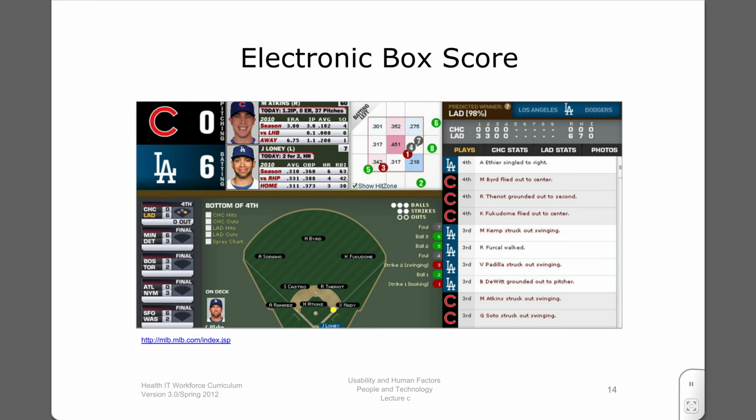But the electronic box score, for those of us who are baseball fans or football fans and follow sports online, these interfaces are very well designed, easy to use, and provide easy access to real-time information. Actually, that's a pretty rare property over the Internet and web.